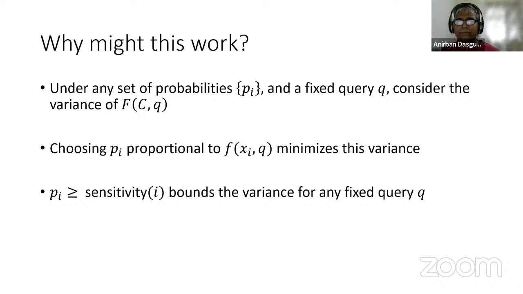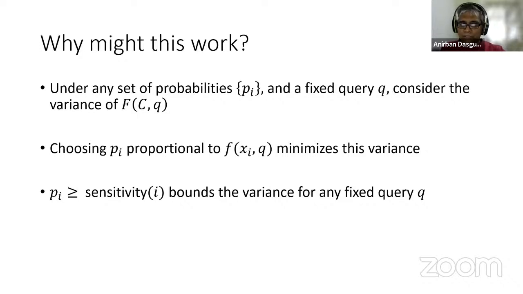What is the intuition? Okay, so the basic intuition in proving all of this relies on the following. For any set of probabilities pi under a fixed query, you consider the variance of this estimator f(Q). See, f(Q) then becomes an unbiased estimator of the cost of Q on the full data. So consider its variance, right? It turns out that choosing pi proportional to the contribution that the point xi has to the total cost minimizes this variance. Right, and taking pi to be bigger than the sensitivity of i bounds the variance for any fixed query Q.